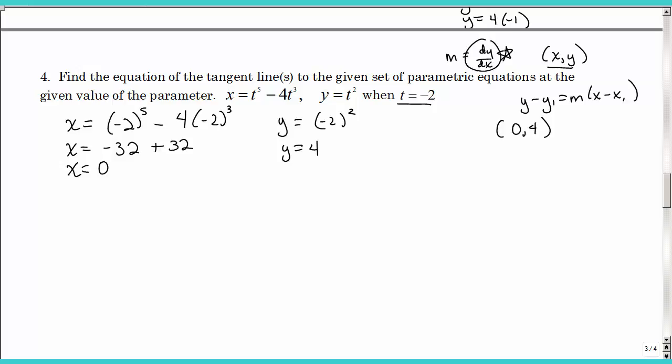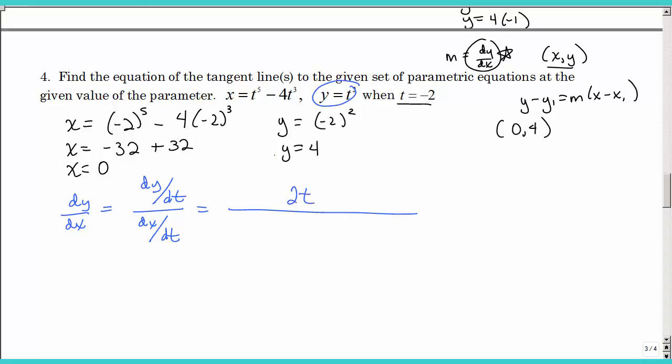So the next thing I have to do is, of course, find dy dx. So that's our derivative. Good review. So dy dx is dy dt divided by dx dt. So I want to find the derivative of y with respect to t divided by the derivative of x with respect to t. Now you could reduce out some t's. You can if you want. We could just leave it like that because I'm now going to evaluate it when t is equal to negative 2. So I have 2 times negative 2.